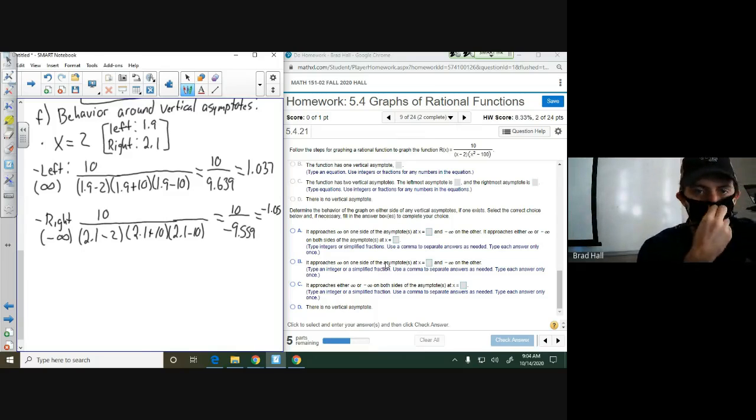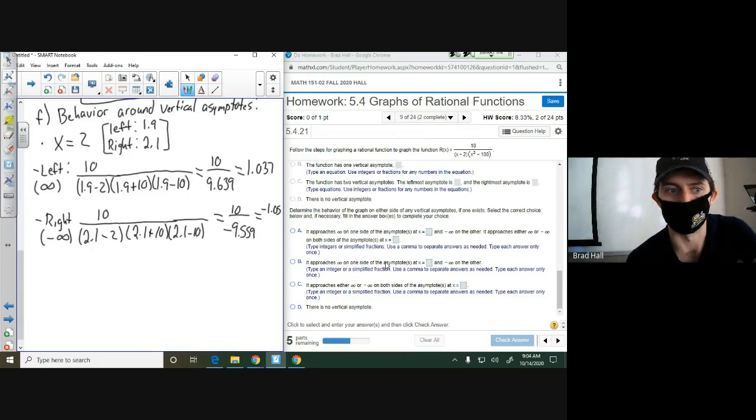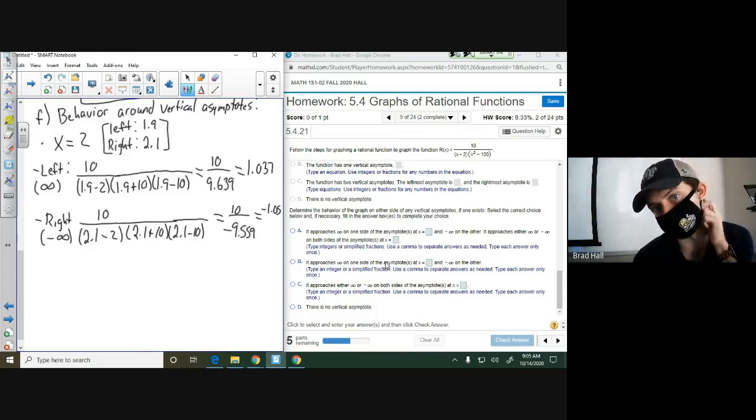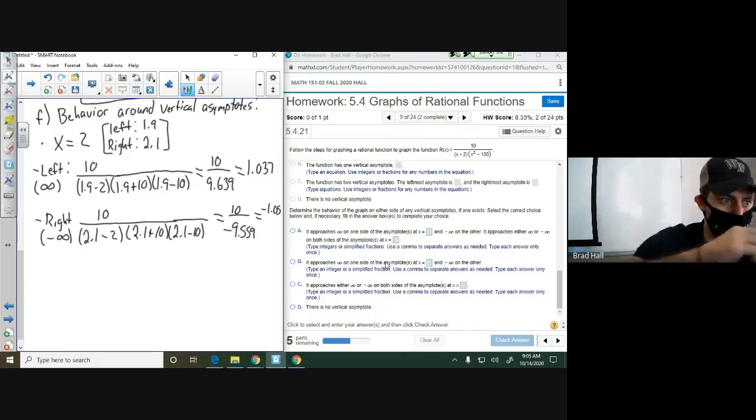Okay, so that tells us for x is equal to 2, that on the left side of that asymptote, it will approach infinity, and on the right side, it'll approach negative infinity. And just for the sake of time, you'll end up getting these same things for the other two.